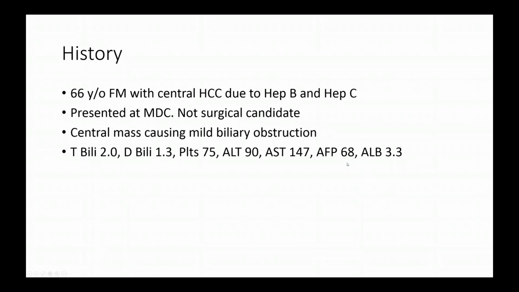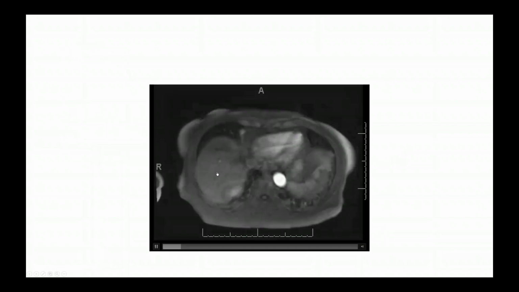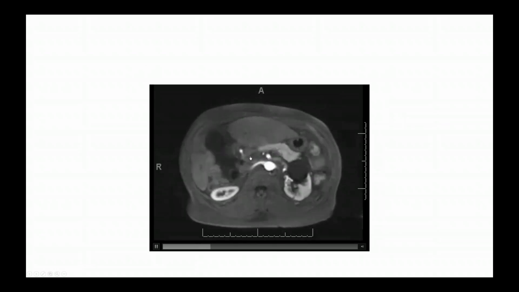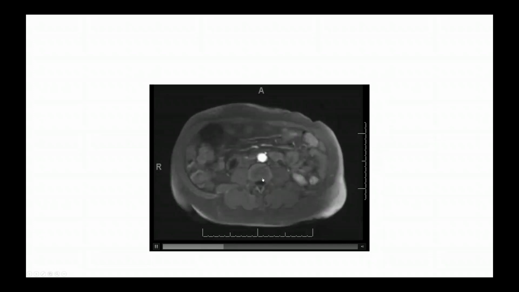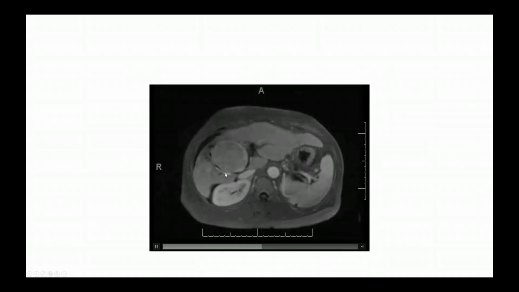So this is just the diagnostic MR, just to show you really briefly what we were dealing with. There were small lesions in the right liver, but the dominant lesion was here. You can see at the bifurcation of the left and right liver. She had intrahepatic biliary dilatation causing her elevated bilirubin, and you can actually see the dilated biliary tree on the right lobe.